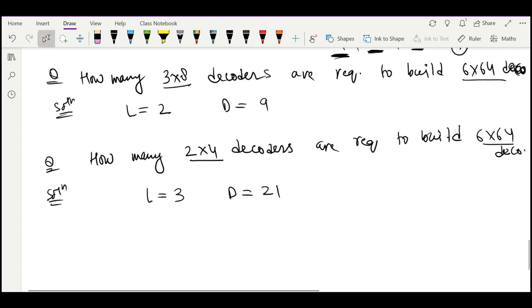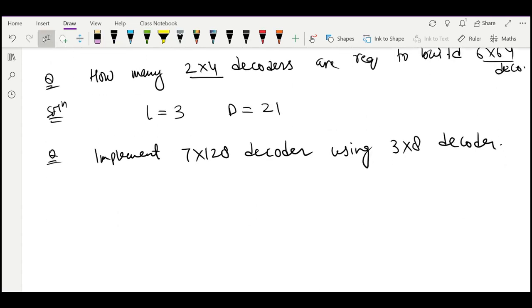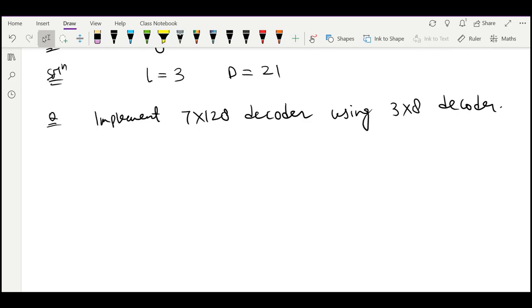Okay, another question which we will solve: implement a 7 into 128 decoder using 3 into 8 decoders. So I would suggest you take it as an exercise and try to find it out by yourself first. Now let's see how to do it. So how many lines do we need? So we will start from the right hand side.